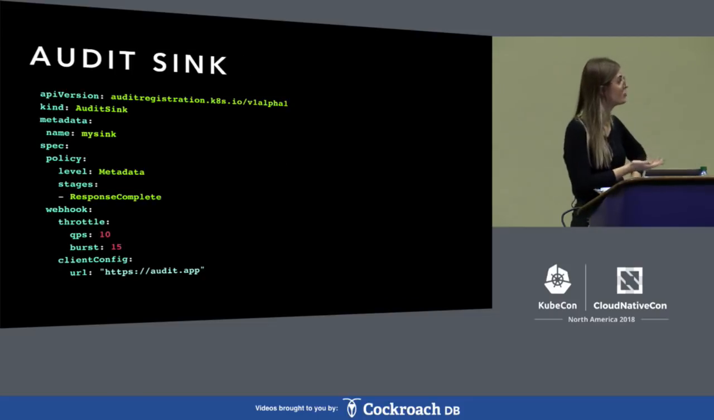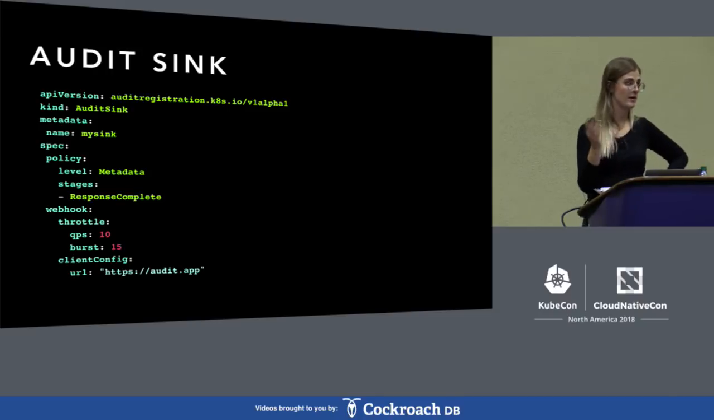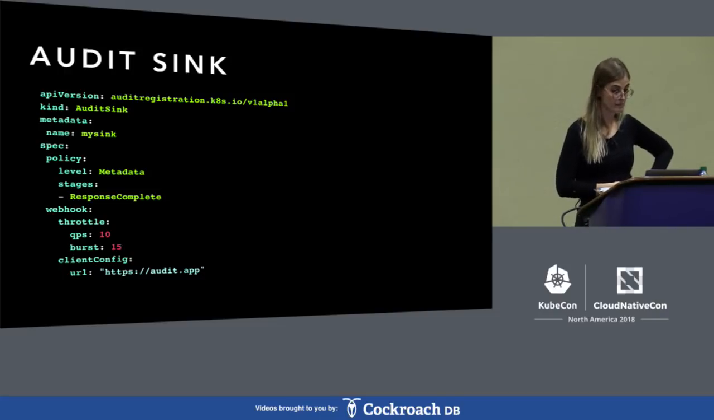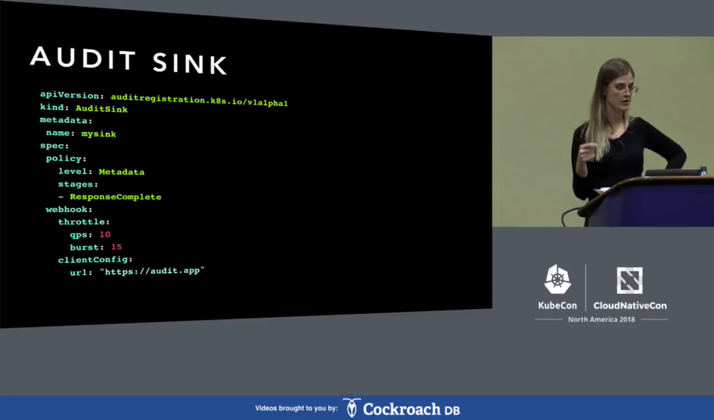An audit sink is just a Kubernetes object, like a deployment, like a pod, like anything. It's just some YAML, and you can apply it with kubectl apply or create. So the audit sink sets the logging policy and defines the endpoint for where you want to send the logs. A couple of things to note here.